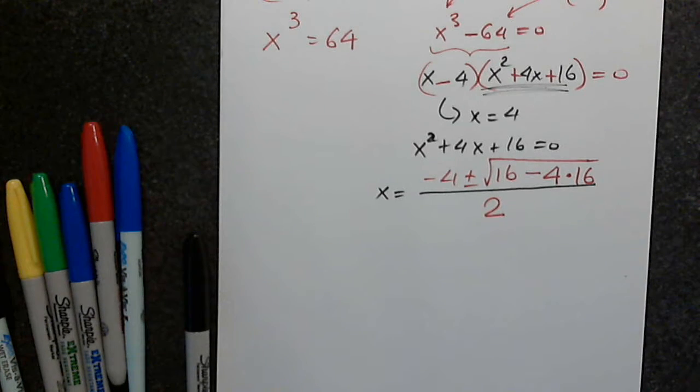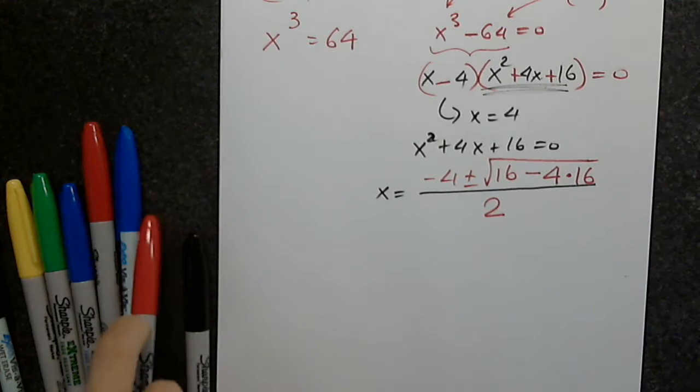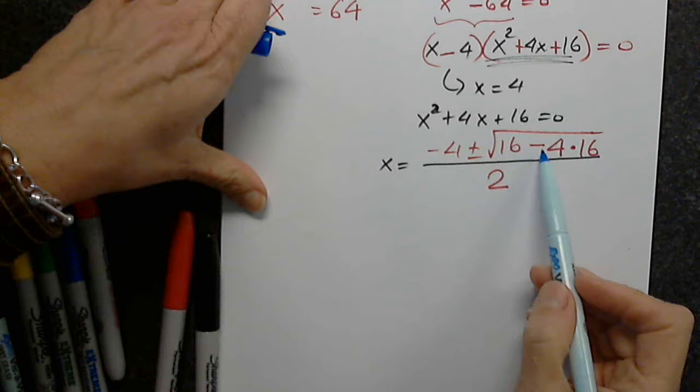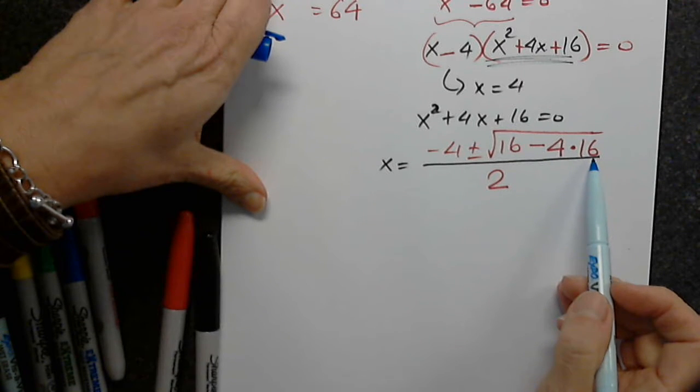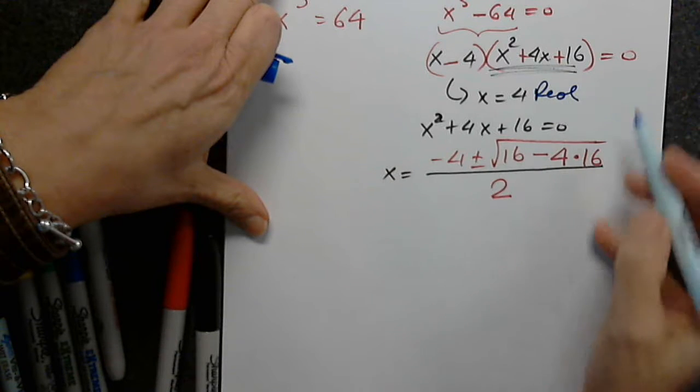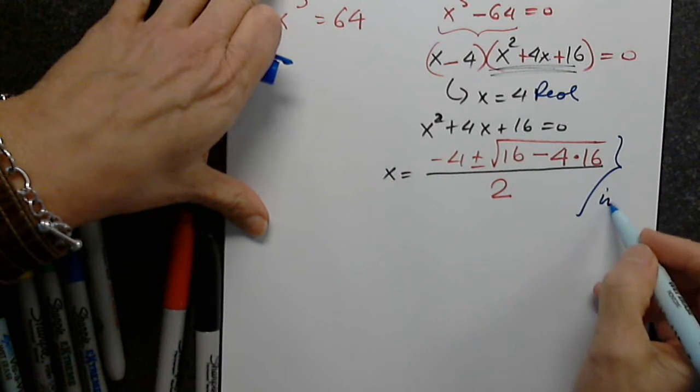And then I have 1 minus the square root of 4, which is negative 3. And that's easier than if I get a big number and then I ask myself, what do I do with it? So obviously they are imaginary solutions. 16 minus 4 times 16 is not going to be a positive number. It's going to be a negative number. So this is a real solution, and these two will be imaginary.